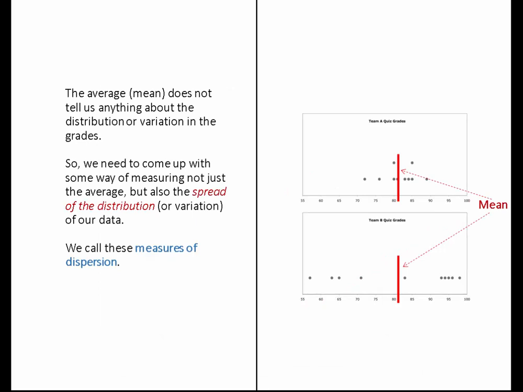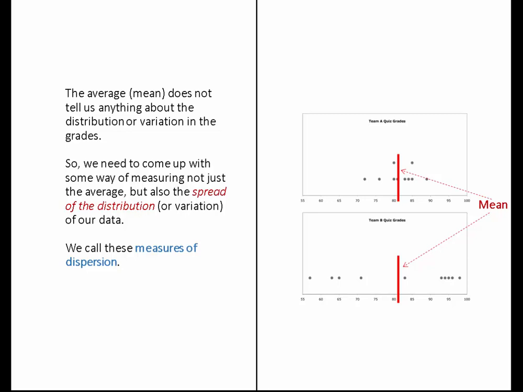So the average does not tell us anything about the distribution, that's what we call how this is distributed, or the variation of grades or scores or whatever you are measuring. So we need to come up with some way of measuring not just the average, but also the spread of this distribution. We also call that variation. And what we use for that, these are measures for dispersion. So in the same way as the last time I introduced a couple of measures for central tendency, I'm going to introduce actually 2 measures of dispersion.